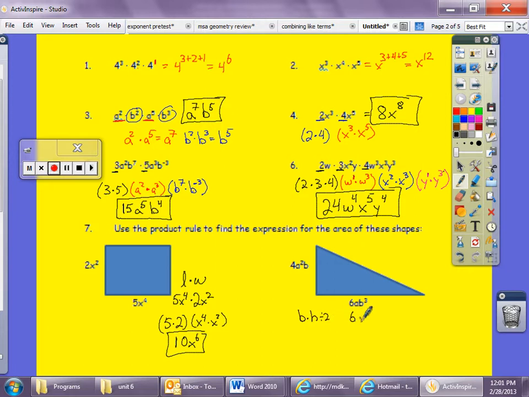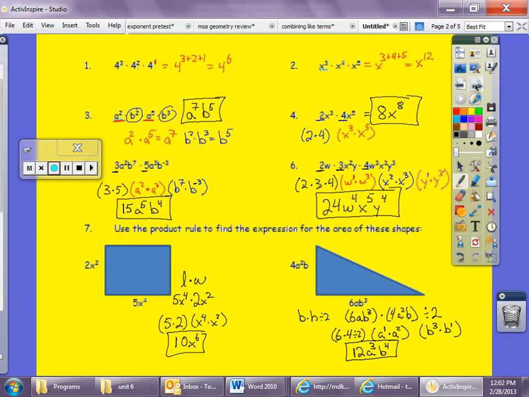And for the triangle, it's base times height divided by 2. Well, the base, so I have 6ab to the third times 4a squared b, and then I divide it by 2. Well, if I group my numbers, it's going to be 6 times 4 divided by 2. And put our a's, which is a to the first times a to the second. And we group our b's, b to the third times b to the first. And 6 times 4 is 24, divided by 2 will give me 12. Add my a's, 1 plus 2 is 3. And then add the b's, 3 plus 1 is 4. So we get 12, a to the third, b to the fourth.